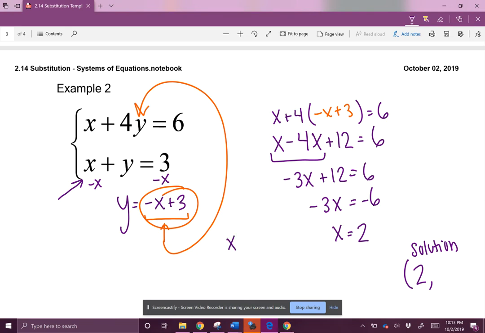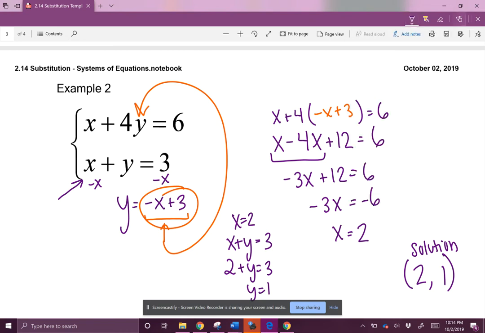So from there, we've got x plus y equals 3, and we know x is equal to 2. 2 plus y equals 3, and obviously y must be 1. So the solution to that system of equations is (2, 1). I can mentally check that really quick: 2 plus 4 times 1 is 6. I know I have the right answer.